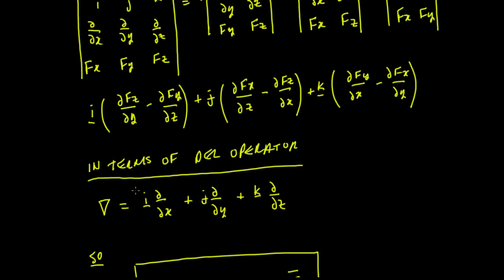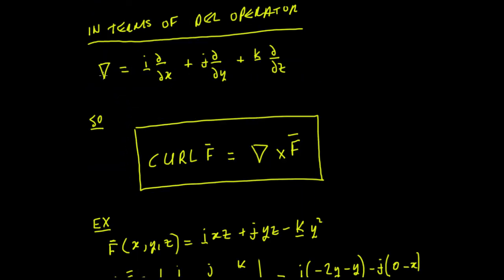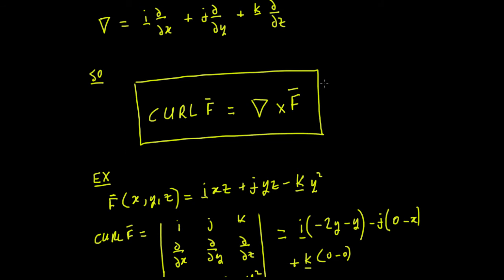Now a neat way of writing that is to remember the del operator, which we've seen in a video a couple of videos ago. It's i partial by partial x plus j partial by partial y plus k partial by partial z. So we can write the curl as the del operator cross product with our vector function F. If you're wondering about the cross product, there's a video in the snippet section detailing all the information about cross products. That's really the point we wanted to get to, so that gives us the idea of the curl of our vector field.